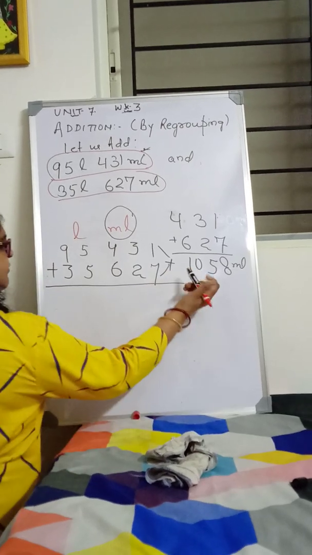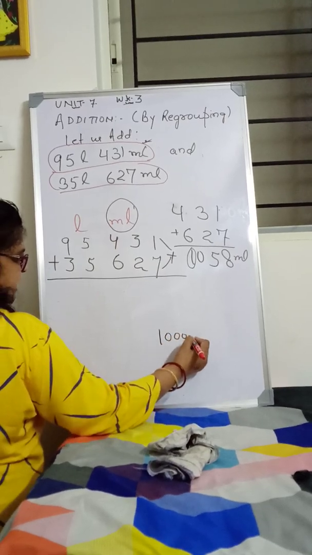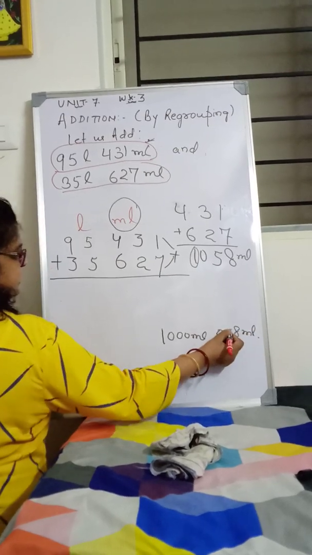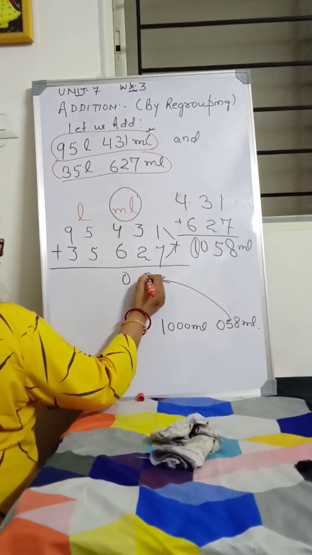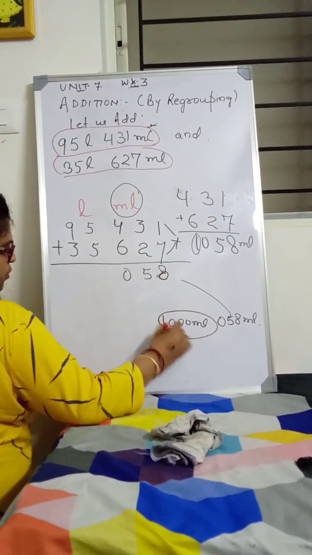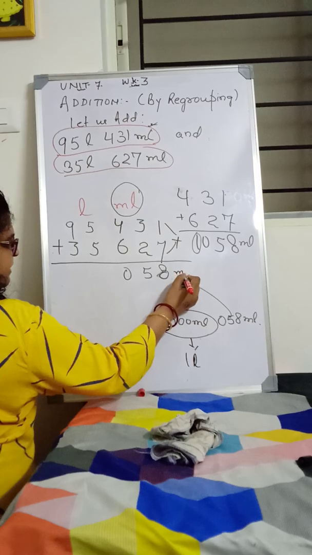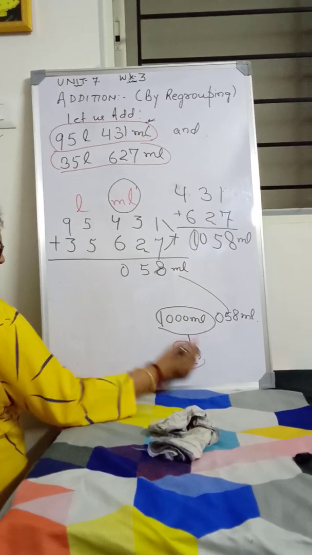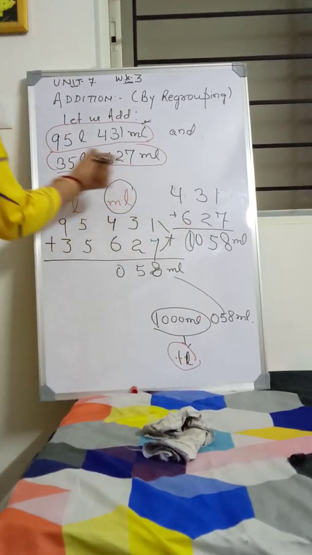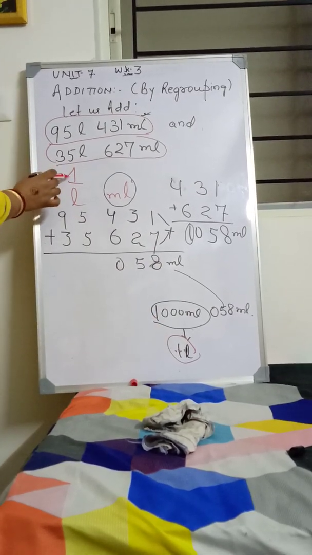From this 1058 milliliter, remove 1000 milliliter and 058 milliliter. Right? This 058 will come here. 058. Now, where will the 1000 go? This 1000 means 1 liter. Right? So, it is 058 milliliter. This 1 liter, where will I take it? This 1 liter will be taken as a carryover. I will take this 1 liter to the liter column as a carryover.